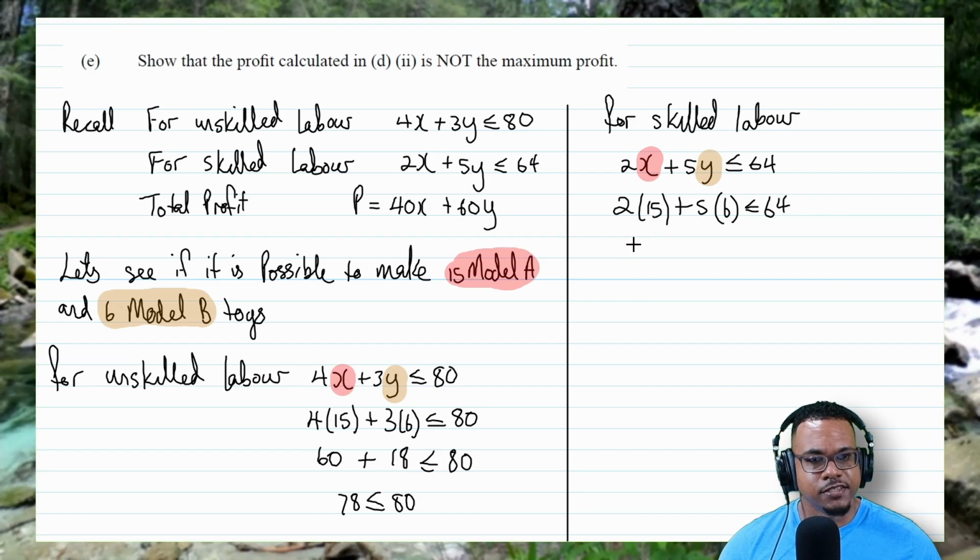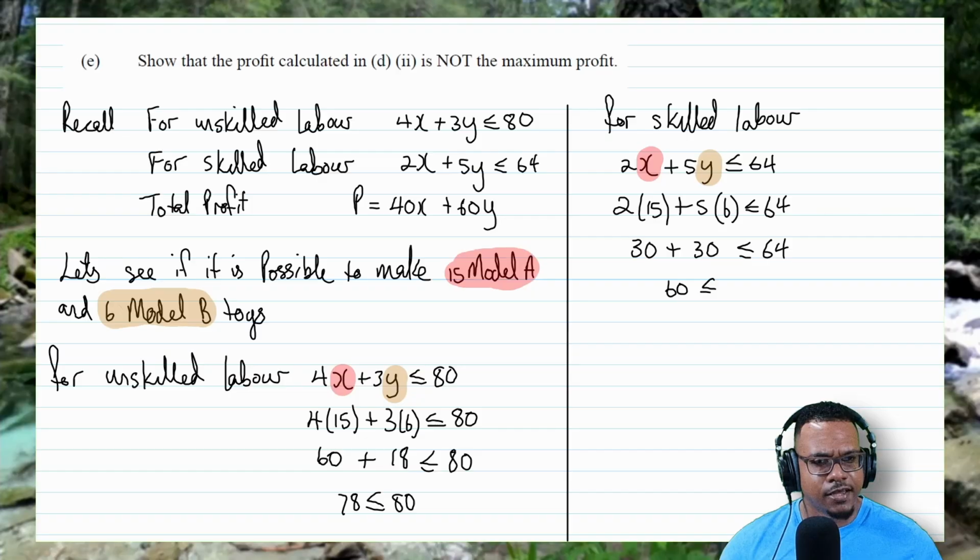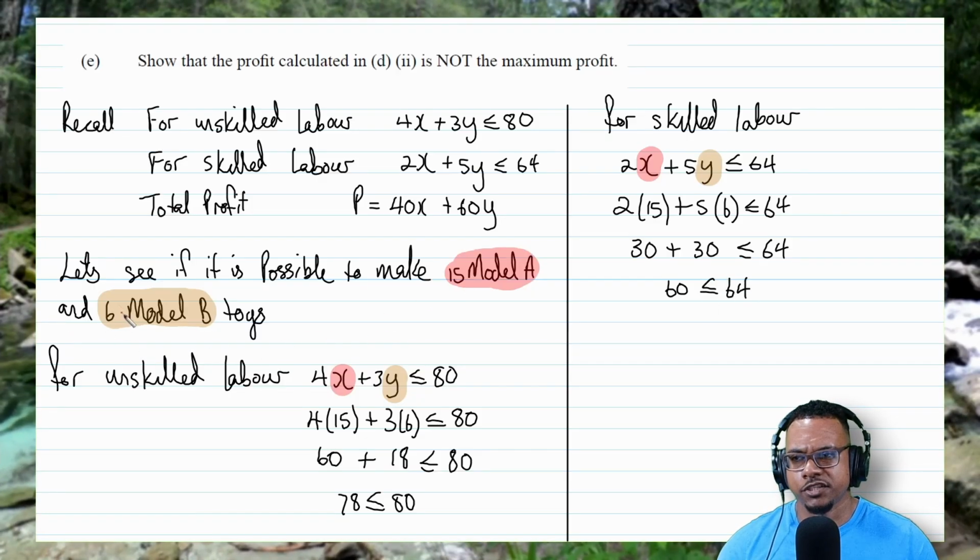All right, so 2 times 15 is 30, and 5 times 6 is 30, which is less than or equal to 64. Right, so 30 plus 30 is 60. And this statement is true. So it is possible to make the extra Model B toy using skilled labor. All right, so it is possible to use unskilled labor to make the extra Model B toy, and it's possible to use skilled labor to make the extra Model B toy. Right, so now let's look at the profit. Obviously, using 6 Model B, we're going to get a greater profit than the $900.